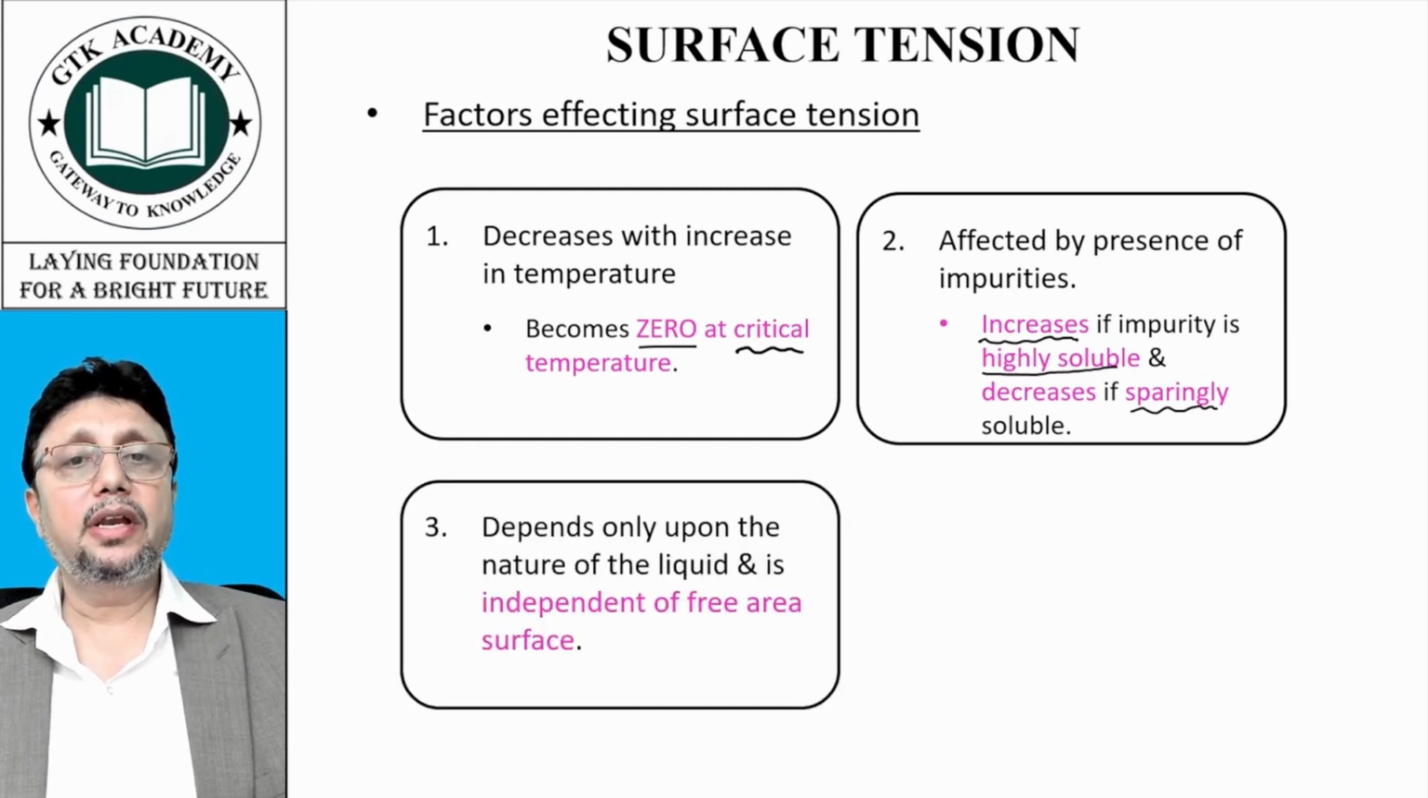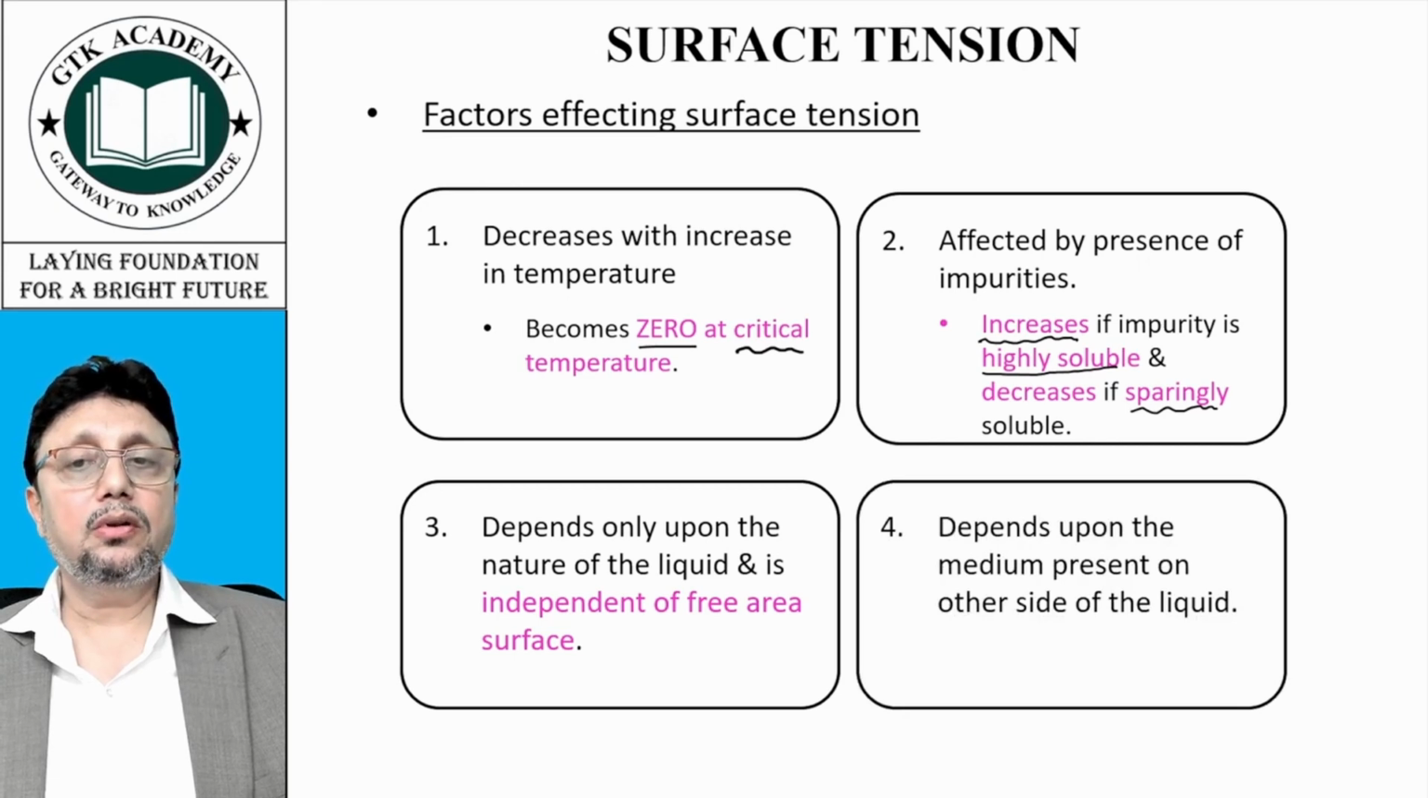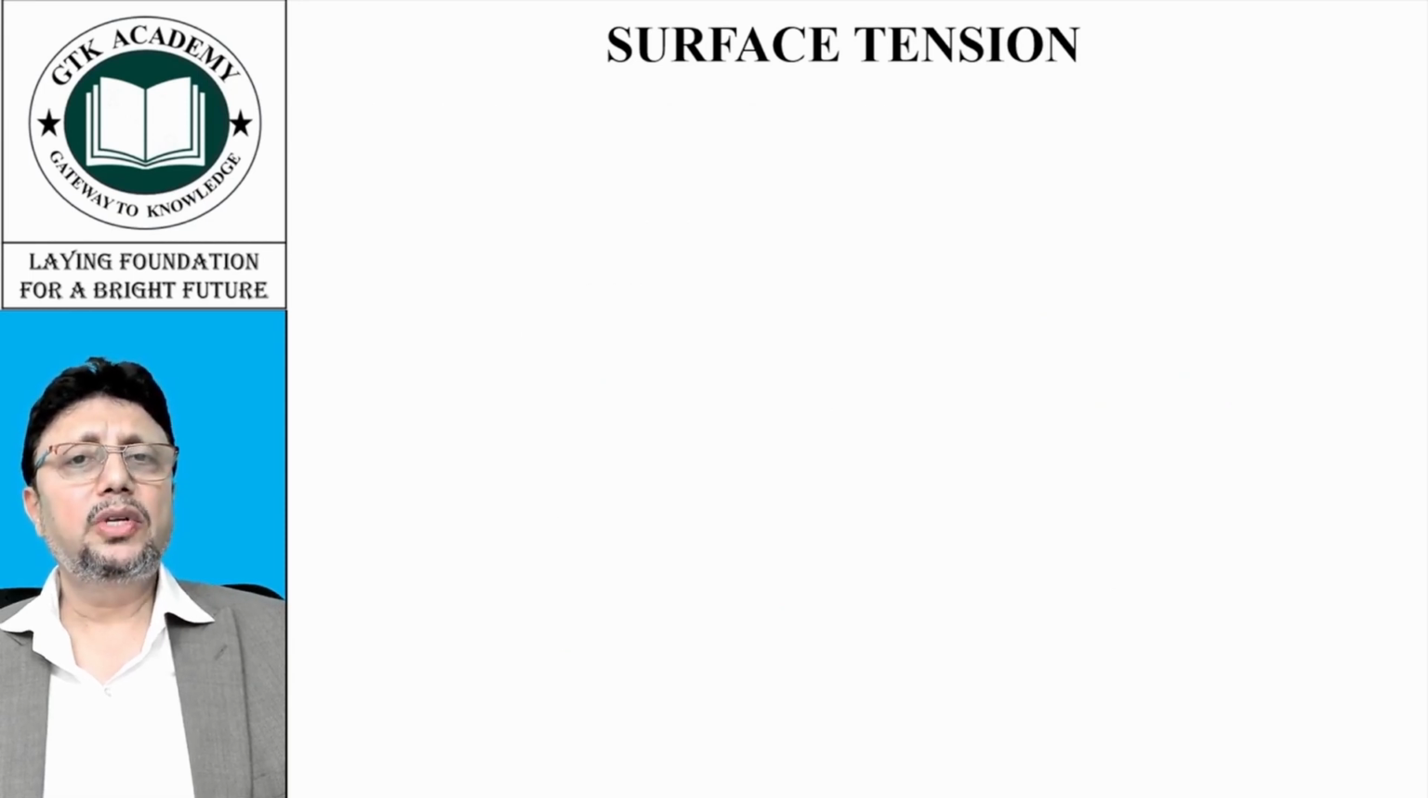It depends only upon the nature of the liquid and is independent of the free surface area. So whether you take water in a glass, in a big vessel, in a swimming pool or in a pond, the surface tension will be the same. It depends on the medium present on the other side of the liquid. So these are the four factors. We should remember that. It's very important.